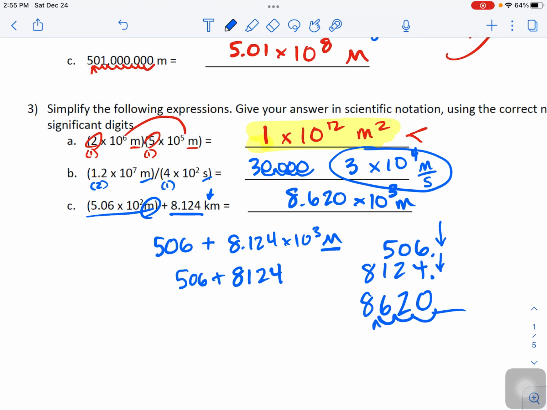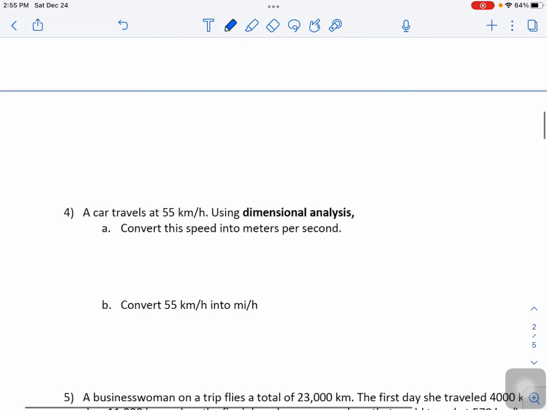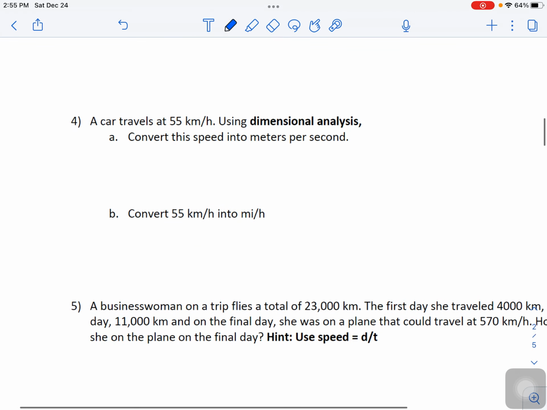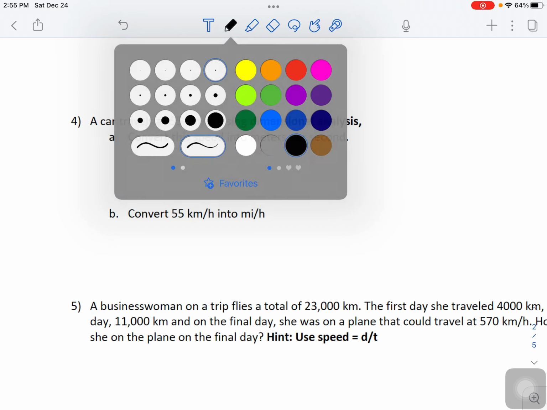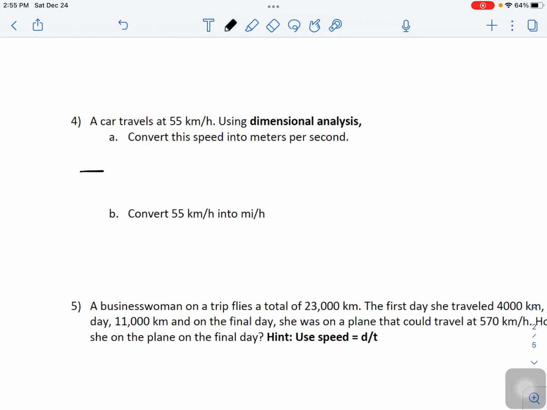All right, let's do one more on the next page here. Oh, there's 2 parts to it. Great. Okay. All right. So on number 4, this is one of those dimensional analysis problems where you put the train tracks in. I'll set that up in advance.